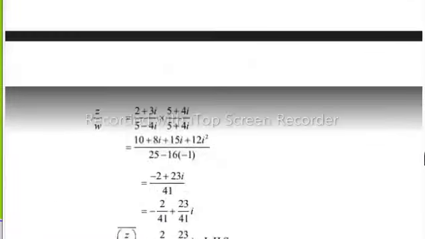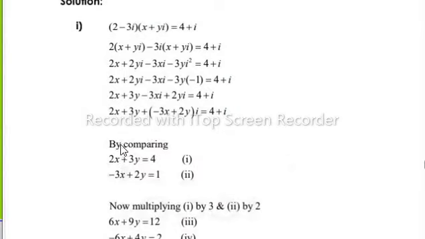In the solution of this part, first of all we multiply these two complex expressions, 2 minus 3i and x plus yi. 2 will multiply with x plus yi in this way, then minus 3i will also multiply with x plus yi. Then we write equal, and 4 plus i same as it is.